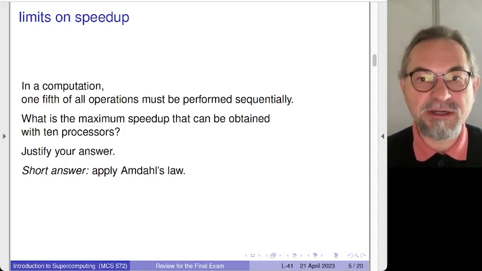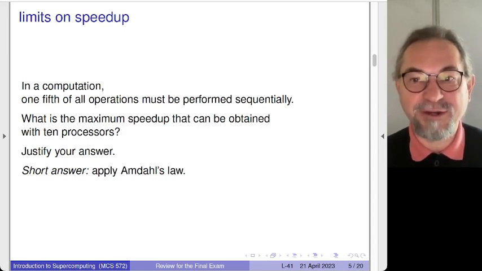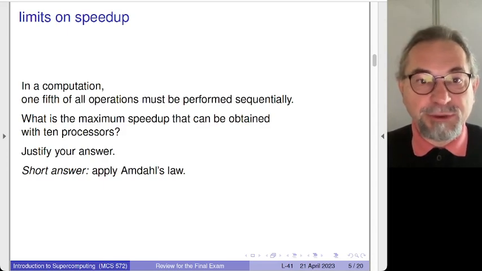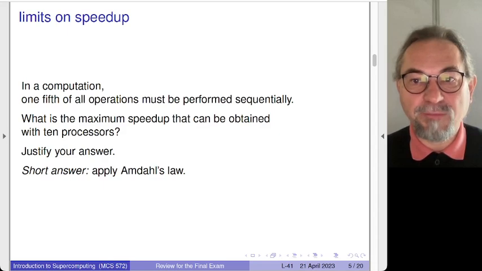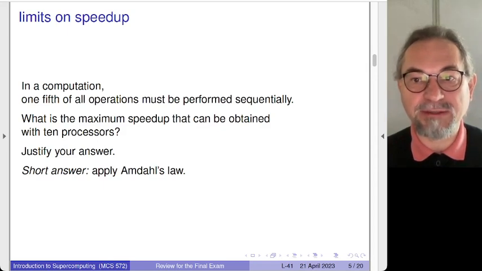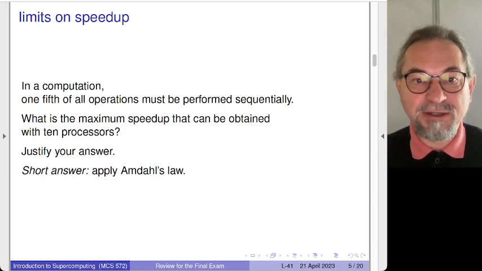So here is a first prelim question that can be answered starting from the very early on in this course. So in one computation, we know that 1/5 of all operations must be performed sequentially. What is then the maximum speed up that can be obtained with 10 processors? This can be answered by applying Amdahl's law, and it can also be answered by a picture.